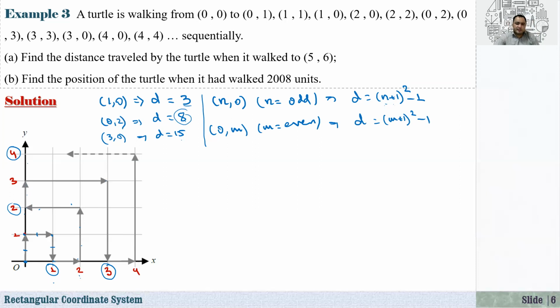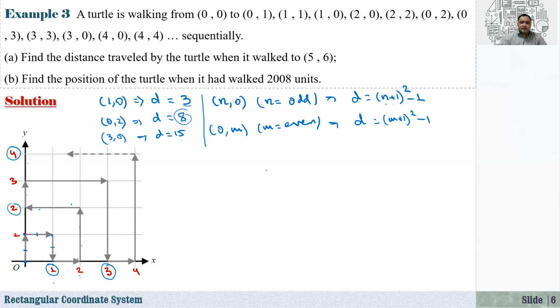Okay, so just remember that if it is an even number on the y-axis, from that number we should move up to another odd number. If it is an odd number, then it should walk to the right. On the x-axis, if it is an odd number, it should walk along the x-axis. If it is an even number, it should walk up. All right. So now, using this idea, let's answer the question.